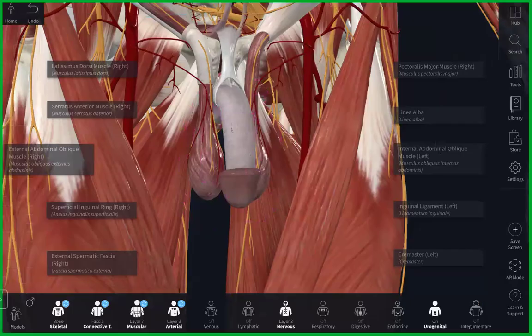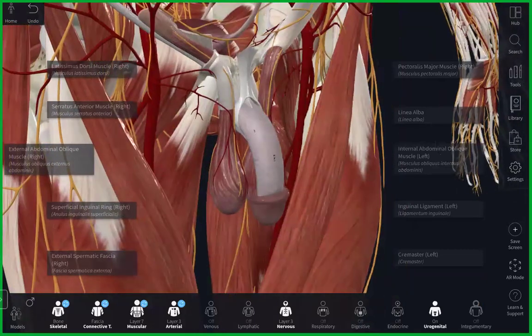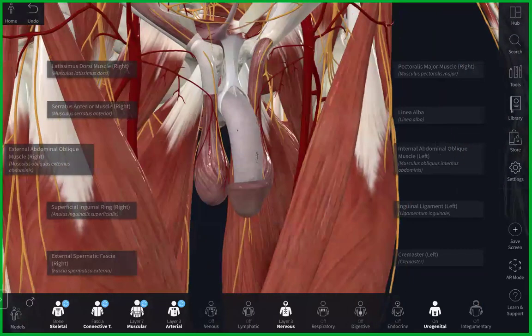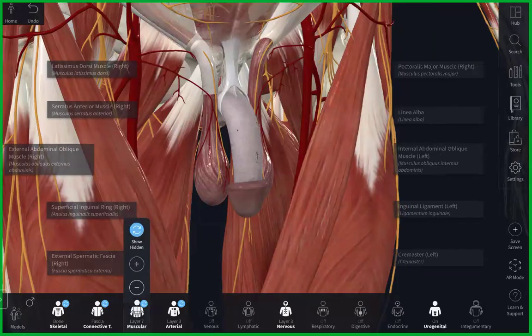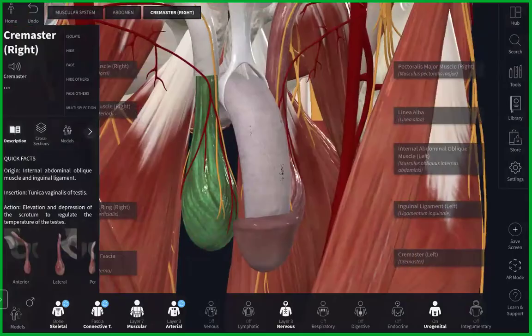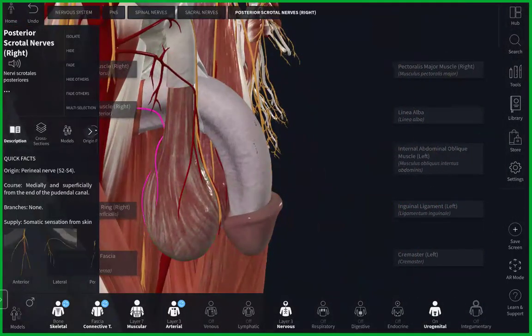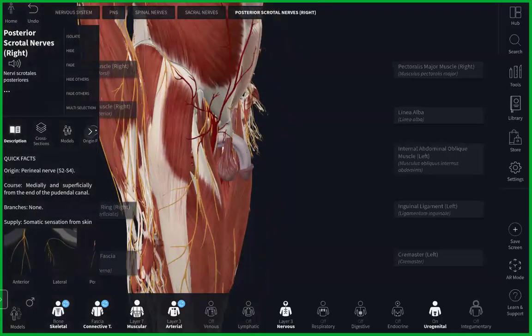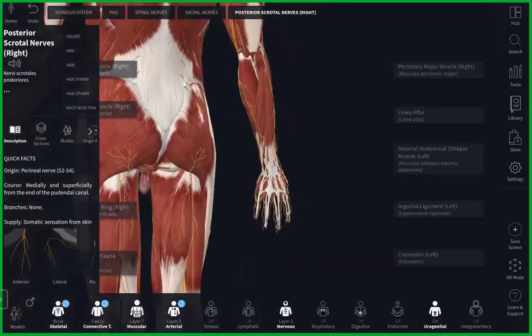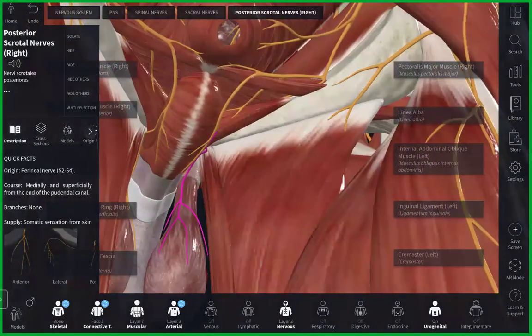Okay. And genital branch of genitofemoral nerve will supply your cremasteric muscle and will give you cremasteric reflex. Let me add the muscles. No, we cannot. Okay. And posterior scrotal nerves are coming from posterior femoral cutaneous nerve. So posterior supply of the scrotum is coming from posterior scrotal nerves.